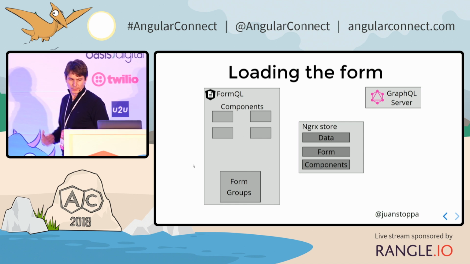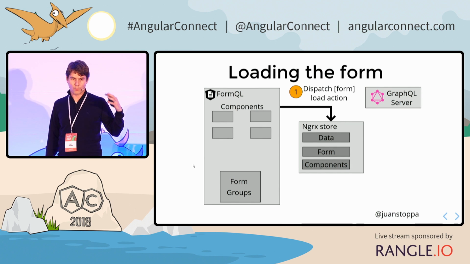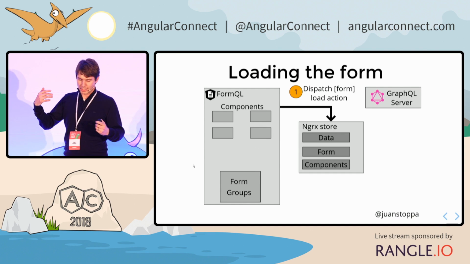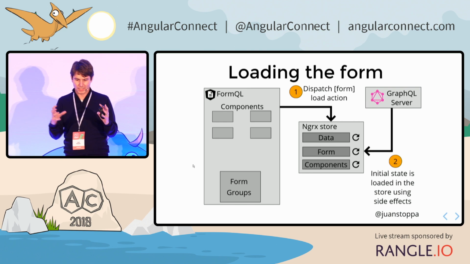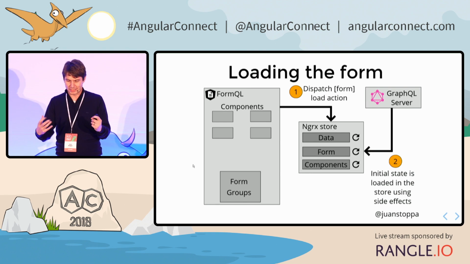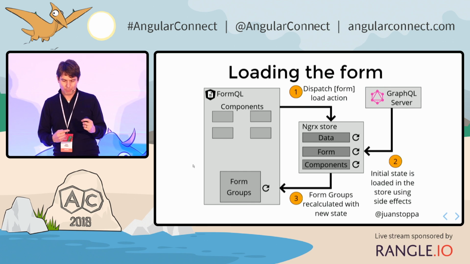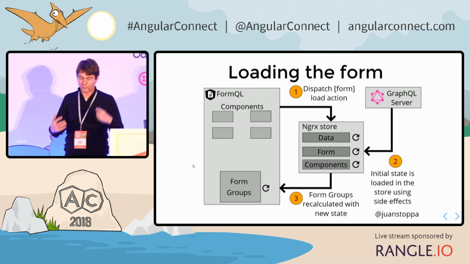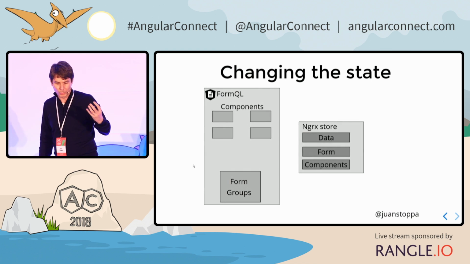All right, so how is the form loaded? How is the initial load? An action is sent from the FormQL component into the store. The store, using side effects, loads the initial state. The state then is sent back into the FormQL, where the form group applies all the validation, and then the components are rendered.